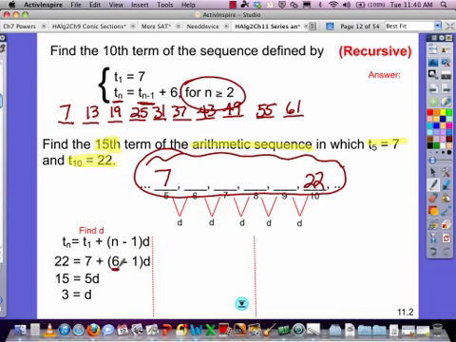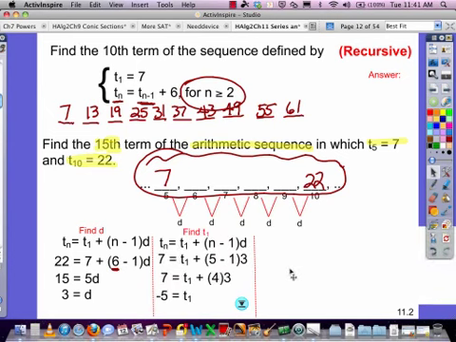And so add these up. We got 6 minus 1 is 5d. We had already moved the 7 to the other side. That's where the 15 came from. Divide by 5, and we get d equals 3. As soon as you know d is 3, you can start putting in the other numbers and solve next for t sub 1.